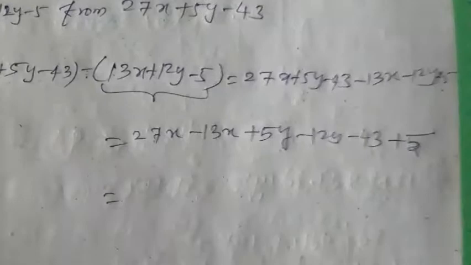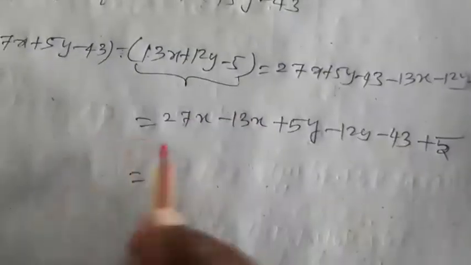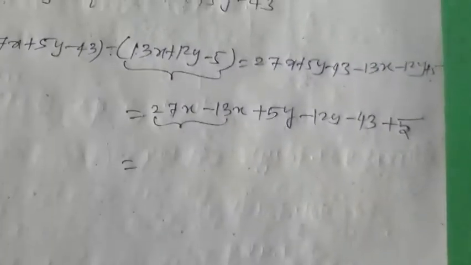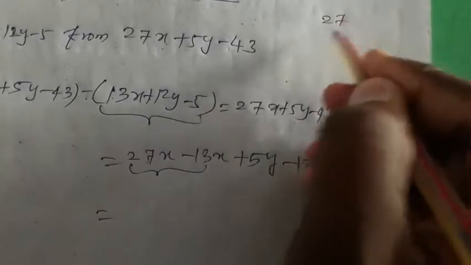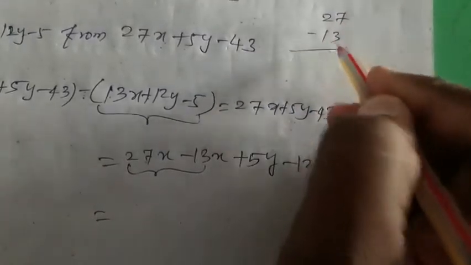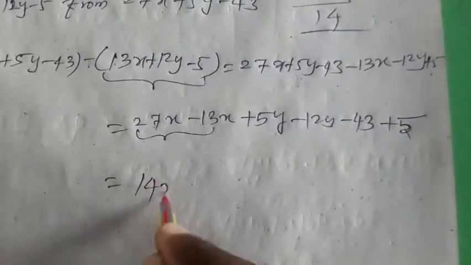Now take simplify. 27x minus 13x. Both are like terms. 27x minus 13x, what is the value? Take subtracting. 27 minus 13. 7 minus 3 is 4. 2 minus 1 is 1. 14. Therefore we get 14x.